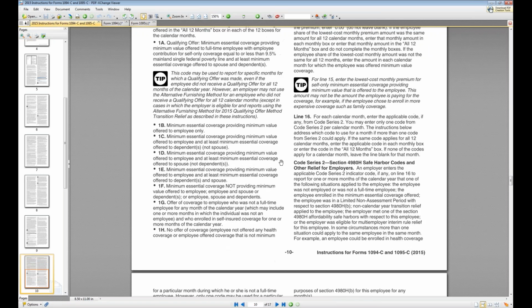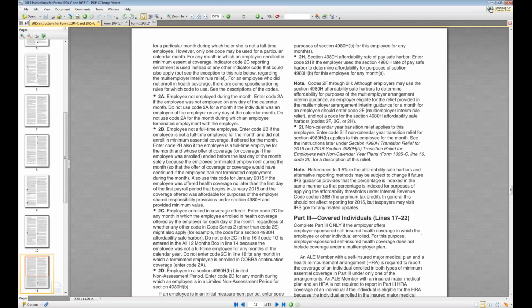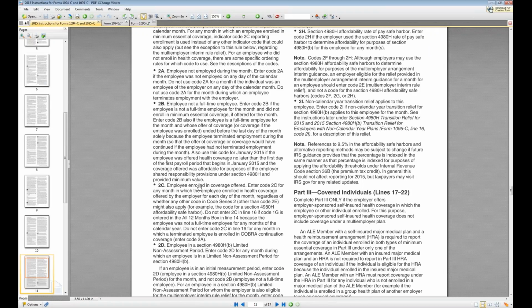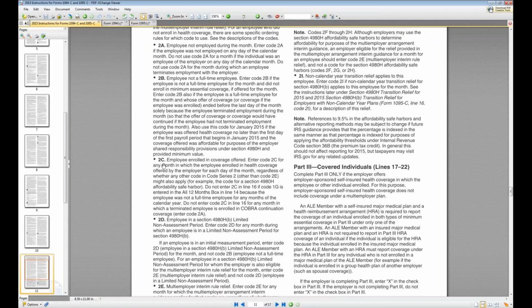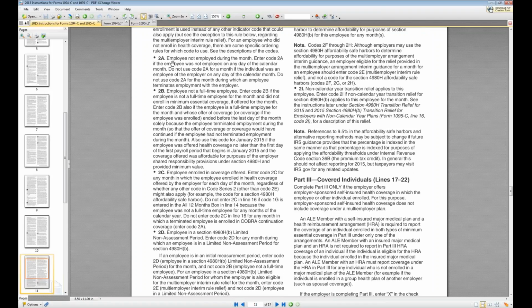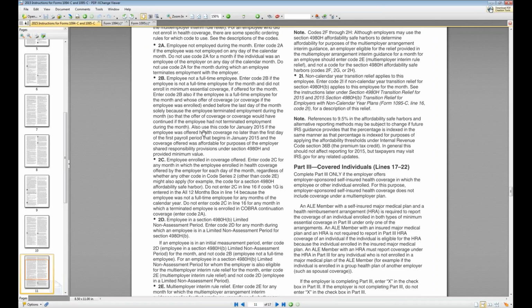And then line 16 is basically if the employee was offered or not offered coverage, what do we put? What is the code for enrolled? All these codes, going over to page 11, there are 9 codes that begin with the number 2, 2A through 2I. Example, employee enrolled is 2C. 2A was the employee not employed during the month, and we'll use some examples of that. 2B, employee not a full-time employee.